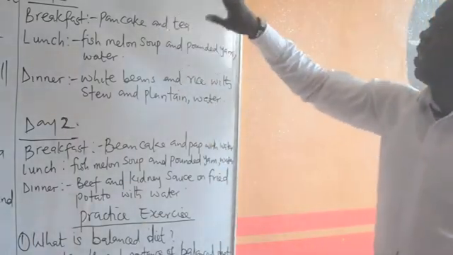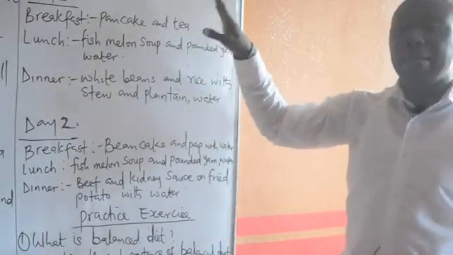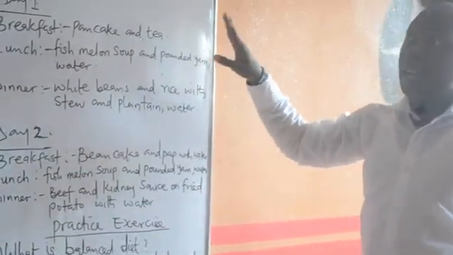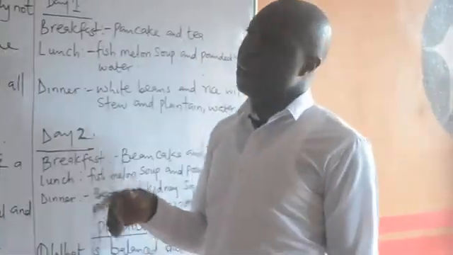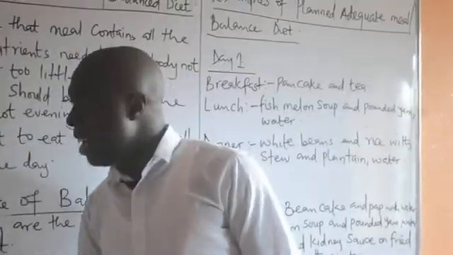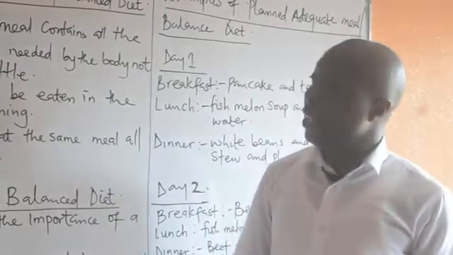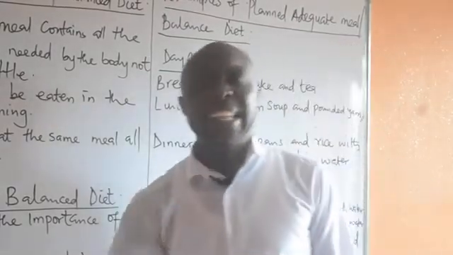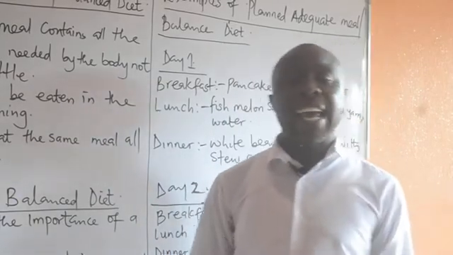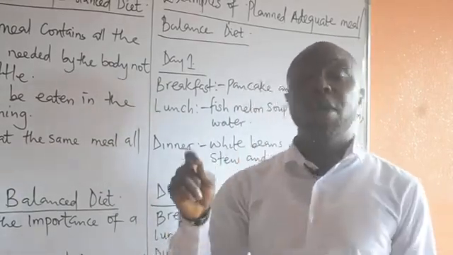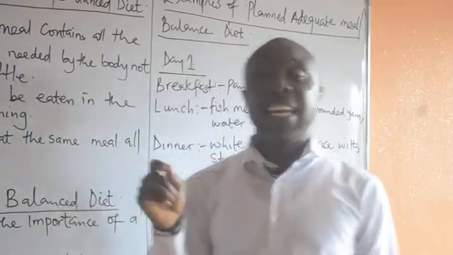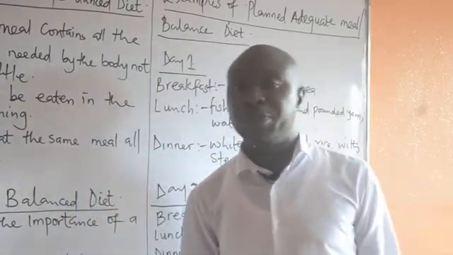So this is a good example of a planned balanced diet. Let me recap again. Remember that a balanced diet is that food that contains almost all these classes of nutrients in the right proportion. A balanced diet is that meal that contains almost all the 6 classes of food in the right proportion.